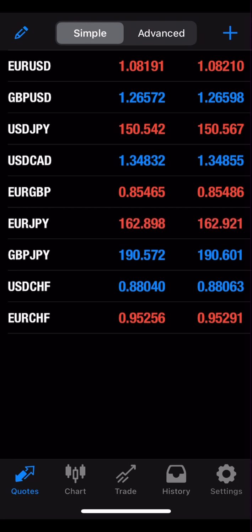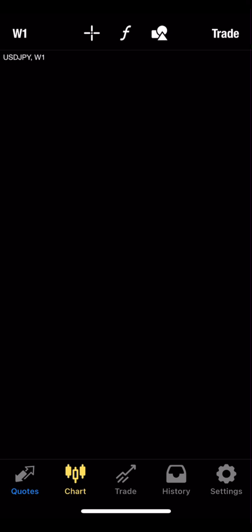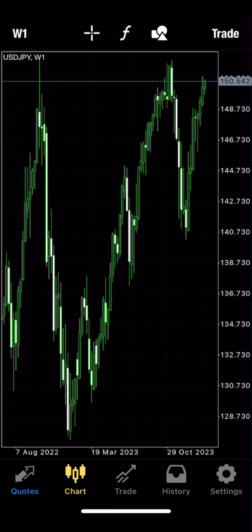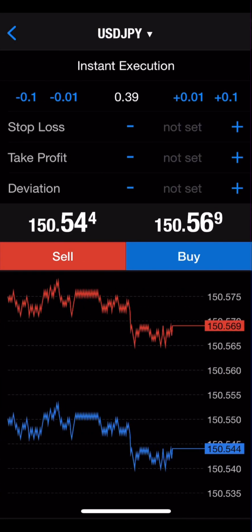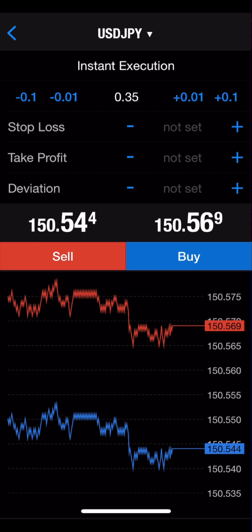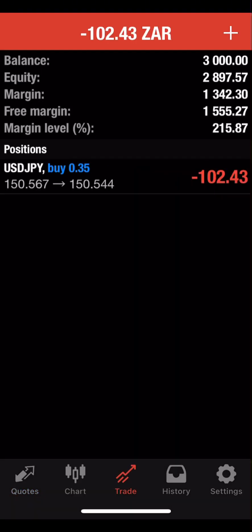So now, how to place your first trade in MetaTrader, right? Let's say you want to buy USD JPY. You will simply press there, and then you will say, I think the price is going to move up, right? For example, that's your analysis. You just press top right, you press trade, then you choose your lot size, and then you do what? Click the buy button, and you've now opened your trade. You go to trade, you can see that you've opened a trade, a buy trade on USD JPY using the lot size 0.35.